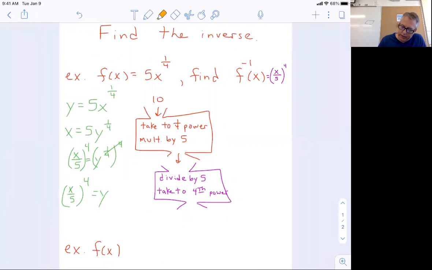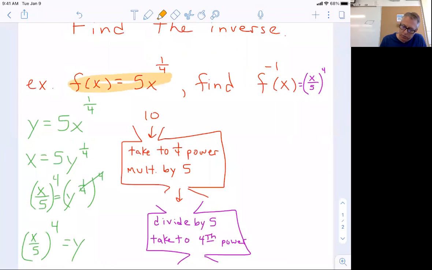Yeah. So in that case, you take your original problem, okay? And some students love this because it's definitely more systematic. Like it's a system that works. You take your original problem and just write this as y equals, and then you switch your x and y. So now it's x equals 5y to the 1/4 power. And then I have to solve it for y. I got to get that by itself. So the first thing I do is divide that over to the other side.